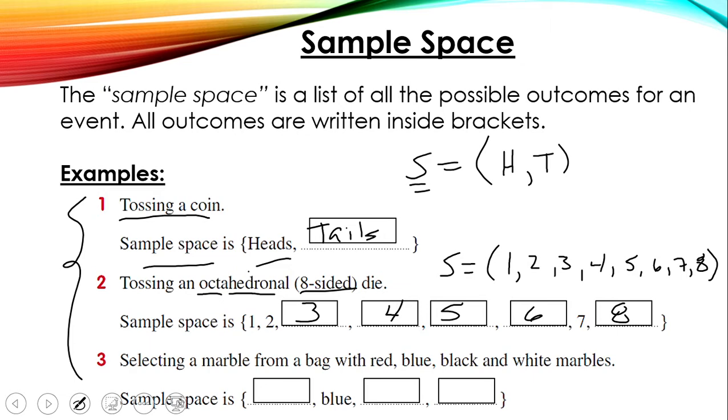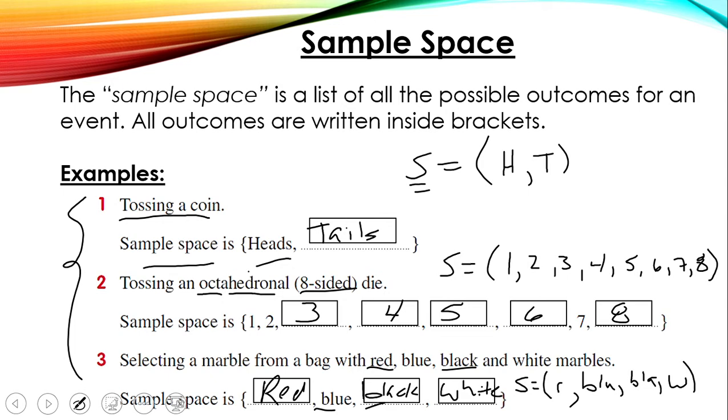Selecting a marble from a bag with red, blue, black, white marbles. Sample space would be obviously red, blue, black, and white. If you were going to be doing this in short form, like I've shown you, you have to be careful because the first one would be easy. You could do R for red. But then after that, blue and black both start with letter B, so you might want to go with B-L-U, B-L-A, so you know the difference between a blue and a black. And then you have your W for white, and that would be fine.